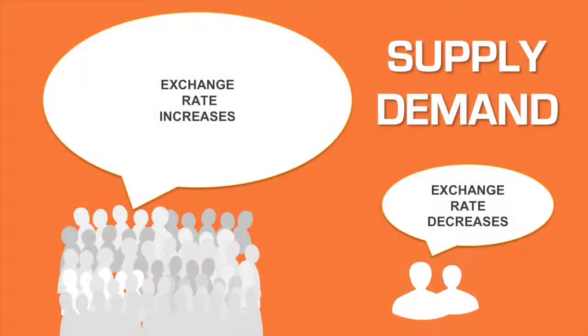So to jog your memory about the supply and demand. Supply and demand is basically when you have a high demand in something, you can command a higher rate. When you have a low demand in something, then you can only command so much of a rate. So this goes back to the exchange rates.